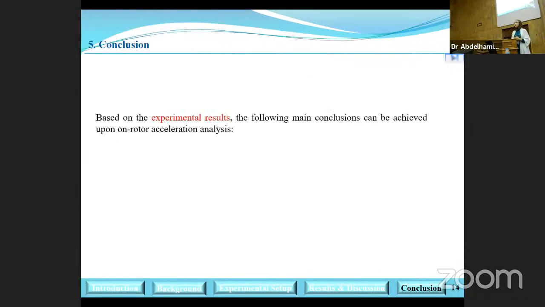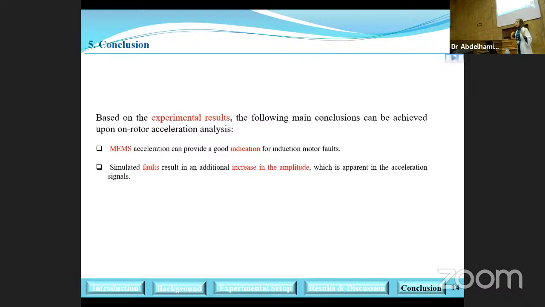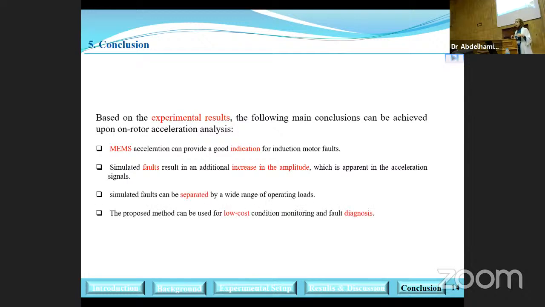From our experimental results, we can reduce the conclusion of our paper to four points. We can use the MEMS accelerometer for condition monitoring of the three-phase induction motor. The amplitude of the acceleration signal always increases in the faulty condition. And we can use this method for low-cost condition monitoring of rotating machines.